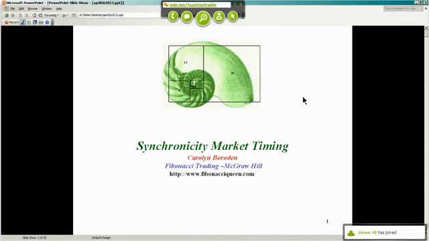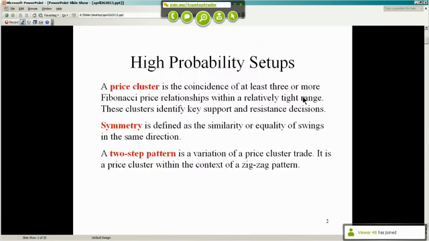All right, so let's get started with the presentation here. What I do every single day is I look for one of three setups using the Fibonacci ratios. The first is what I call a Fibonacci price cluster, which is the coincidence of at least three or more price relationships within a relatively tight range. And these clusters will identify key support and resistance decisions. So that's the first.